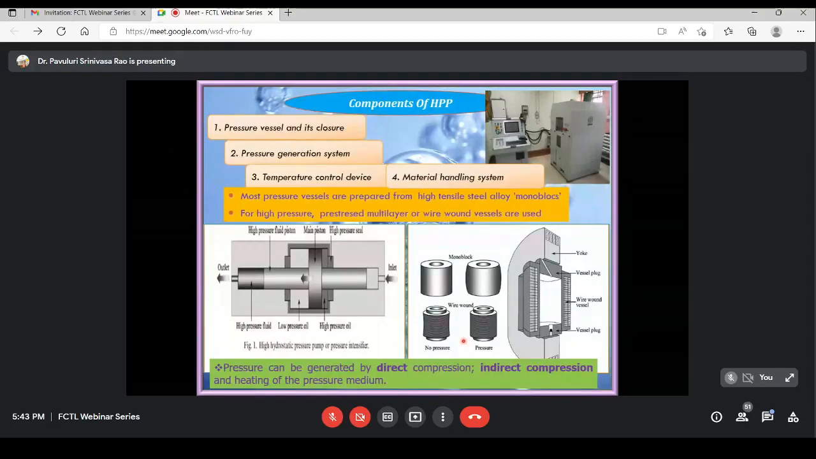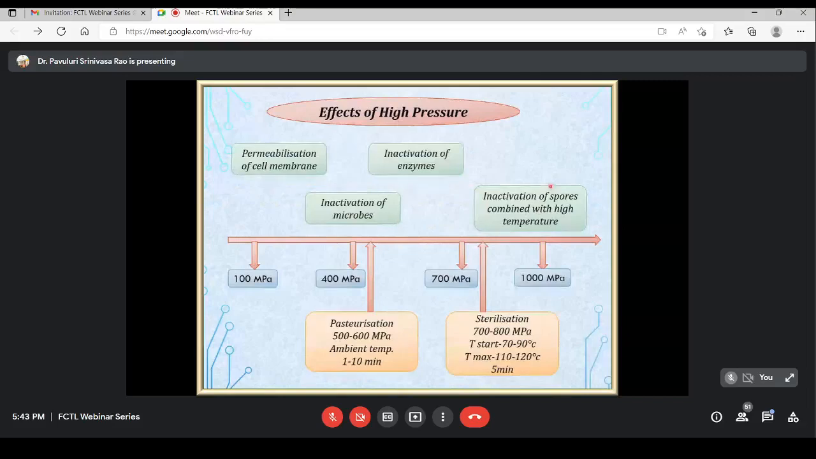So those different kinds of systems can be adapted for high pressure processing. This is the system that we have at IIT Kharagpur. Maybe I will show it subsequently. And when it comes to the effect of high pressure, there are different zones of pressures which are being employed for various applications.